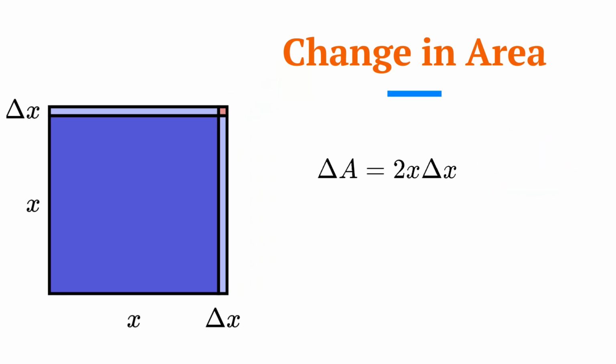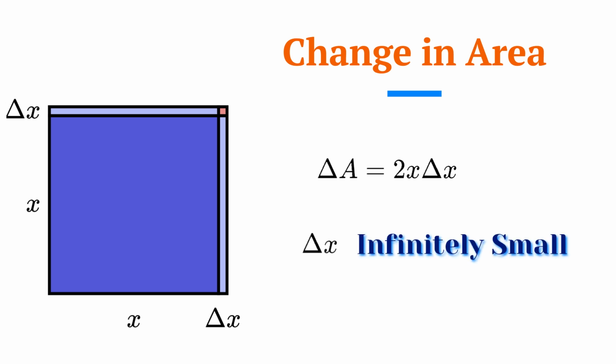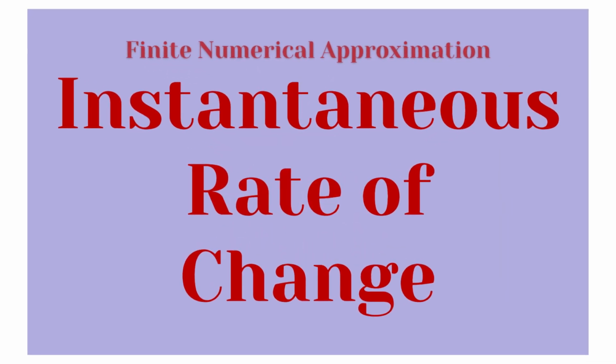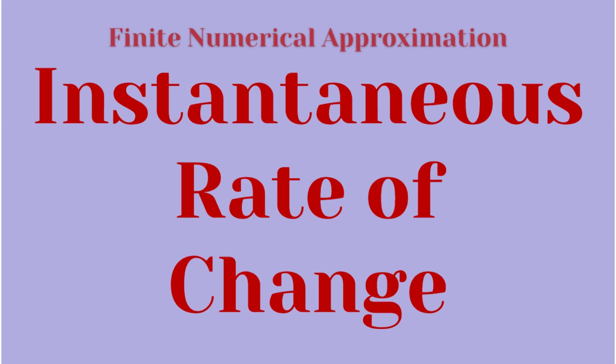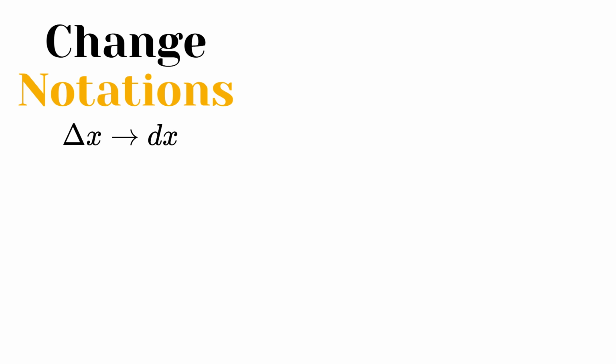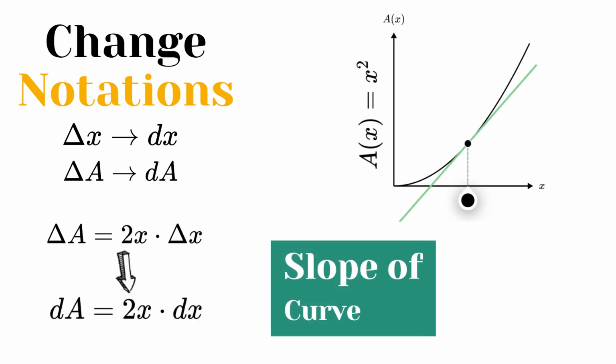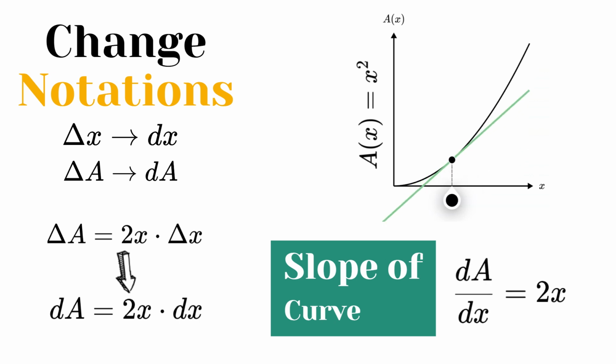When we throw away delta x squared and make delta x infinitely small, we're moving from a finite numerical approximation to a direct statement of the instantaneous rate of change. To indicate this, we change notation. So the result we were looking for, that is, the slope of the curve, is given by the equation dA over dx equals 2x.